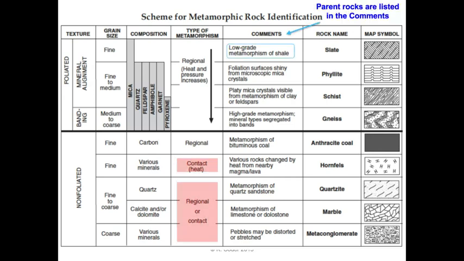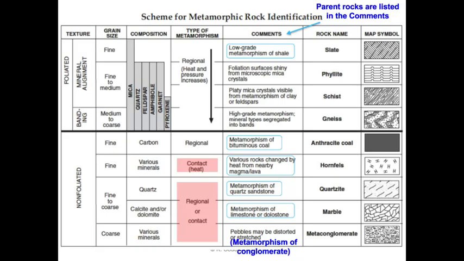So the parent rock for slate is shale. Okay. The parent rock for anthracite coal is bituminous coal, both of which are sedimentary rocks. When we have hornfels, it's formed from various rocks changed by heat from nearby magma or lava. Quartzite comes from quartz sandstone. Marble comes from limestone or dolostone that's been heated and pressured. And the metaconglomerate is just the metamorphism of conglomerate rocks.